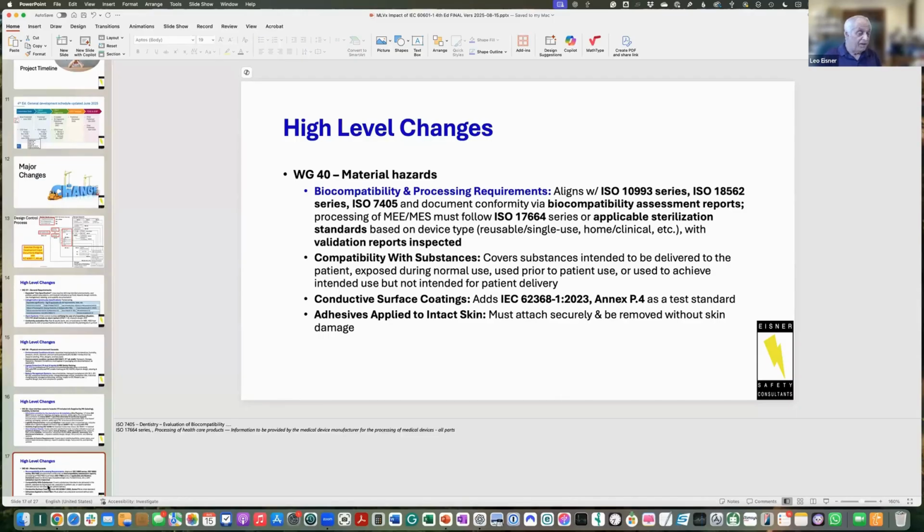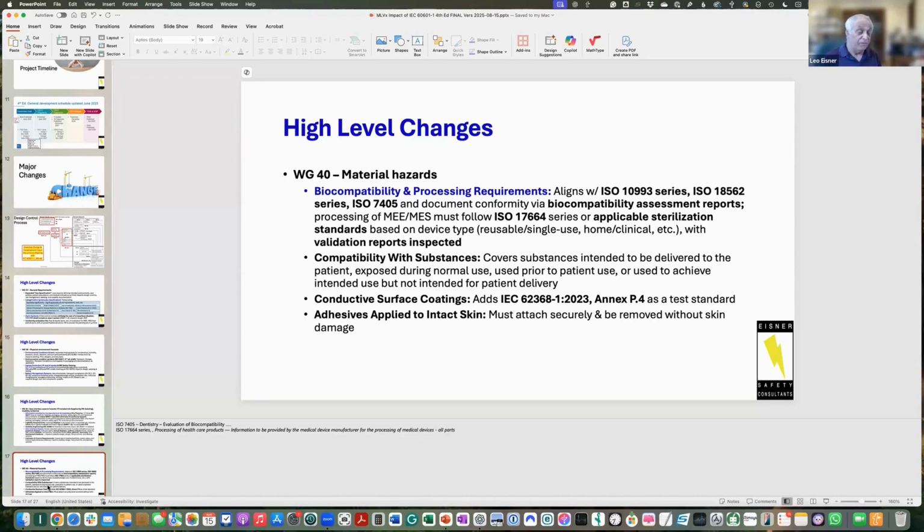Material hazards. This working group deals with a lot of different substances, coatings, adhesives, and biocompatibility and processing requirements. So the biocompatibility and processing requirements, this is where you're going to have some validation reports and biocompatibility assessment report requirements. So this is some of the validation reports I was talking about.